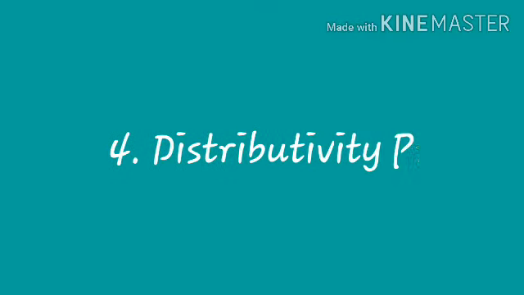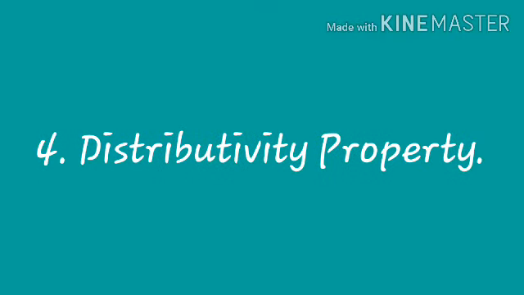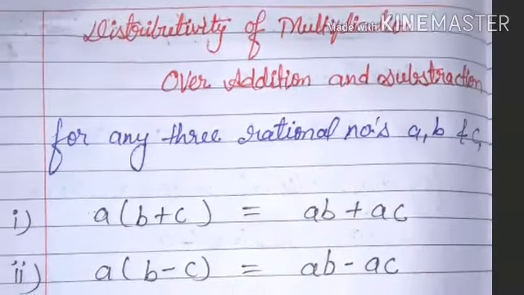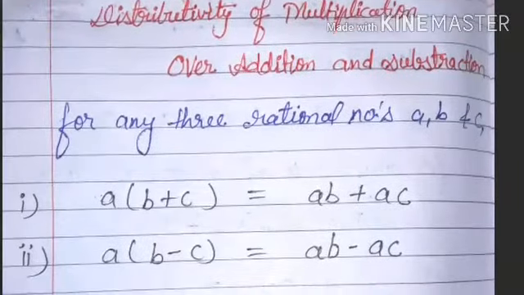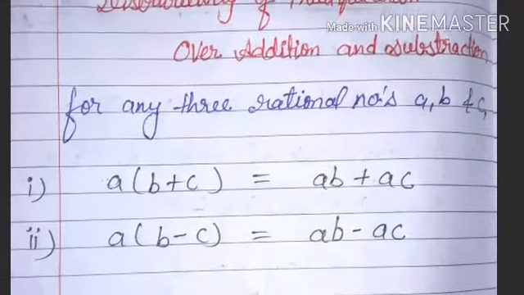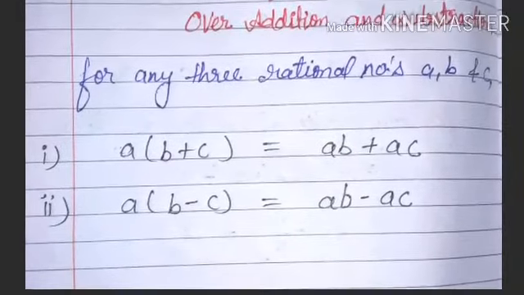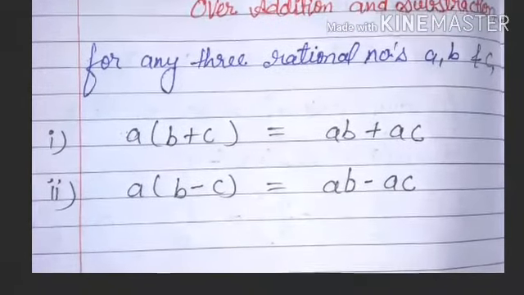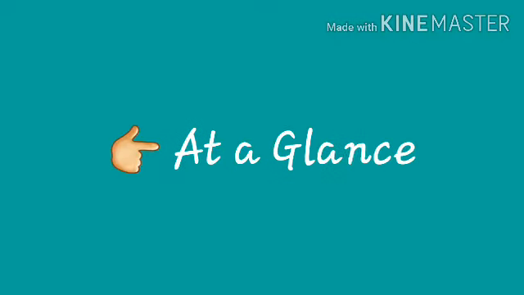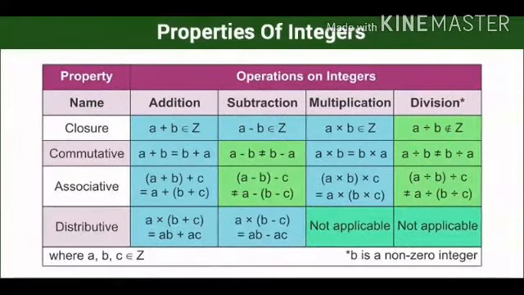Now come to the distributivity of multiplication over addition and subtraction for any three rational numbers a, b, c. As you can see, a is multiplied to the sum of b plus c, that can be written as ab plus ac, and the second point, a is multiplied to the subtraction of b and c, so it can be written as ab minus ac. Students, see all the properties at a glance in this picture. The properties highlighted with dark green are not applicable for the respective operations.